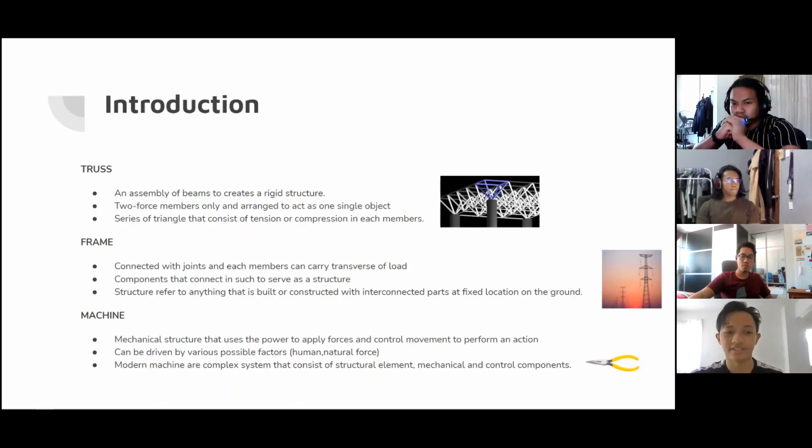Lastly, machines. A machine is a mechanical structure that uses power to apply force and control movement to perform an action. It can be driven by various factors, like humans, natural forces, and others. Modern machines are complex systems that consist of structural elements, mechanical, and control components.